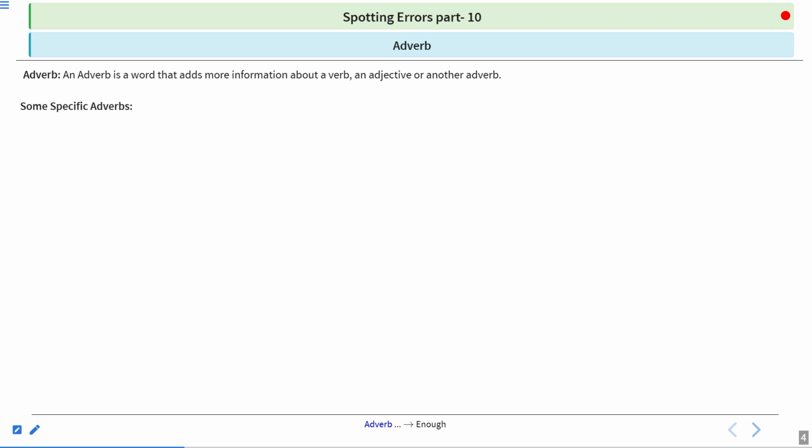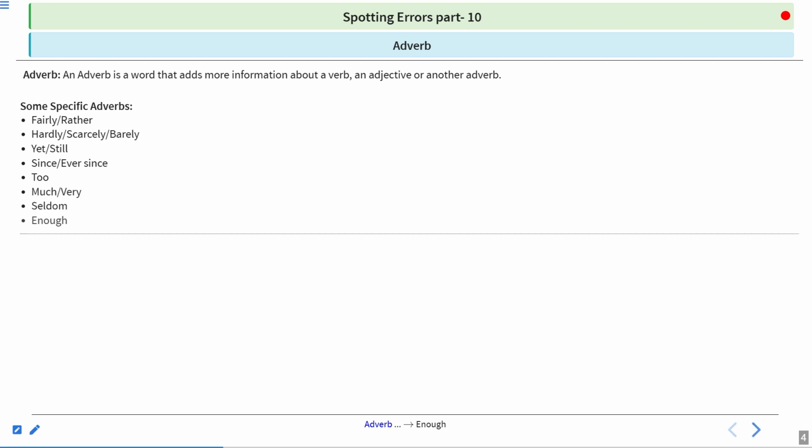Some specific adverbs: fairly, rather, hardly, scarcely, barely, yet, still, since, ever since, too, much and very, seldom, enough. So we will learn all these adverbs in this session. Let's move to another slide.